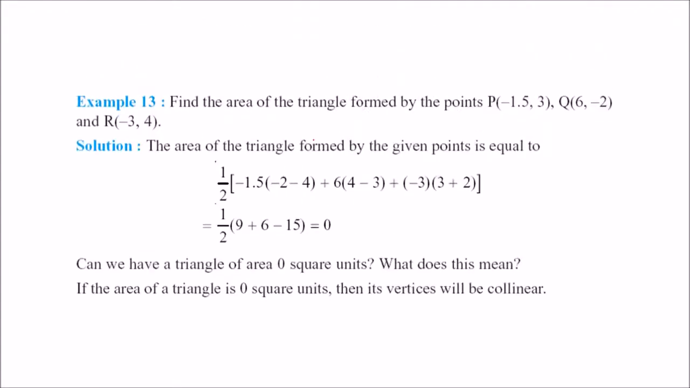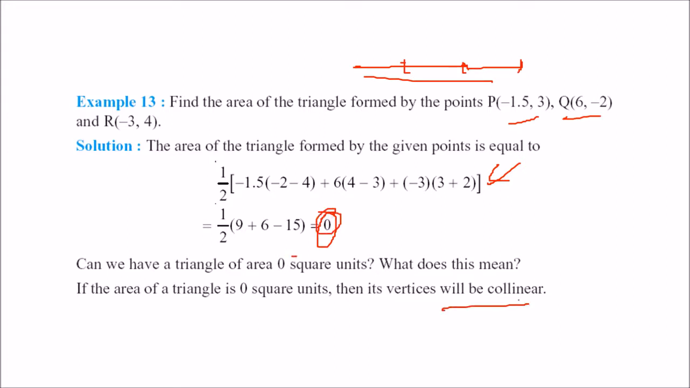Now let us go to one more example. We have to find the area of a triangle whose points are these. Just place in the formula, you'll see the area comes to be 0. What does this say? If the area is 0, that means these three points are not making a triangle. In fact, they are collinear. These points are collinear. They are forming a straight line. So if the area comes to 0, then they are not making a triangle.